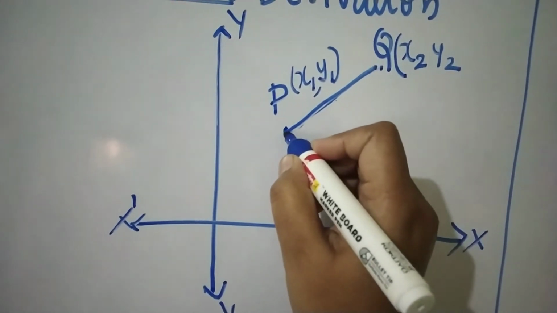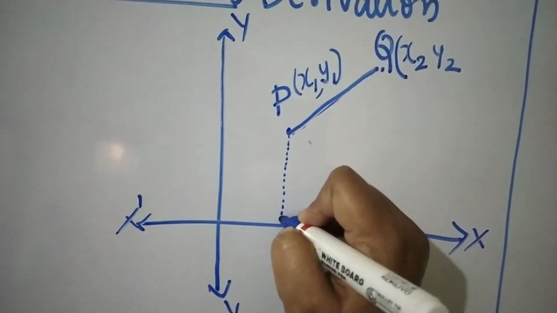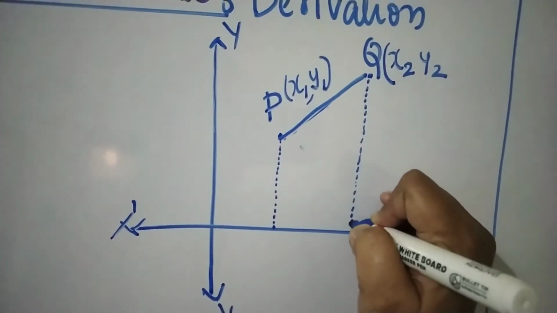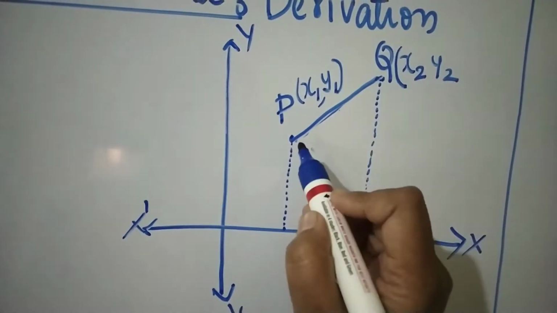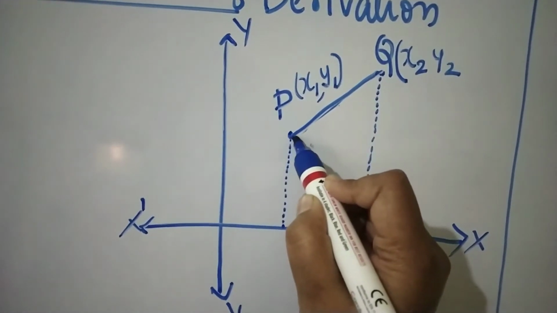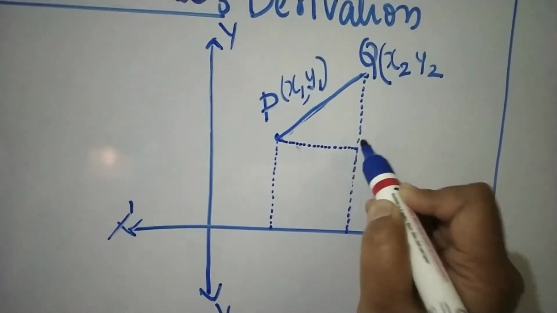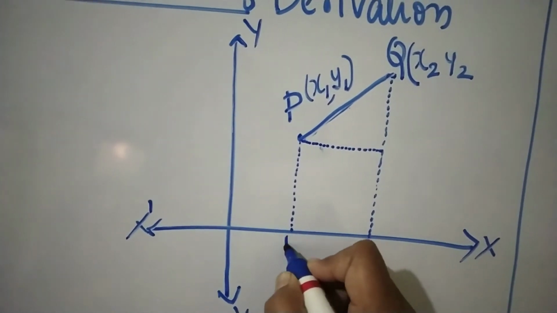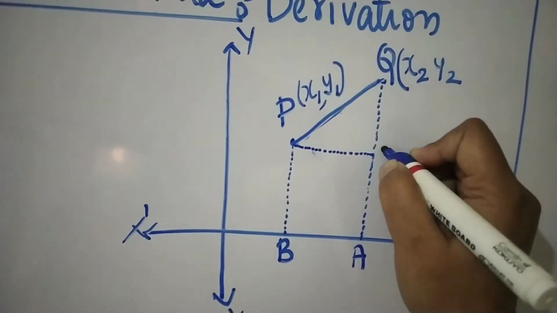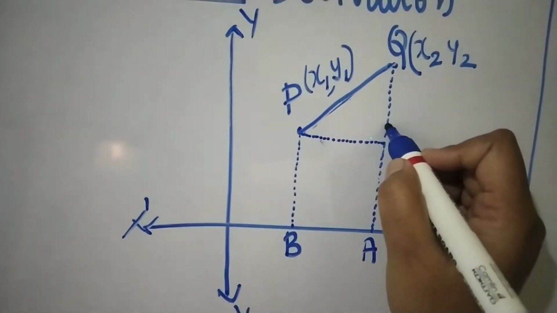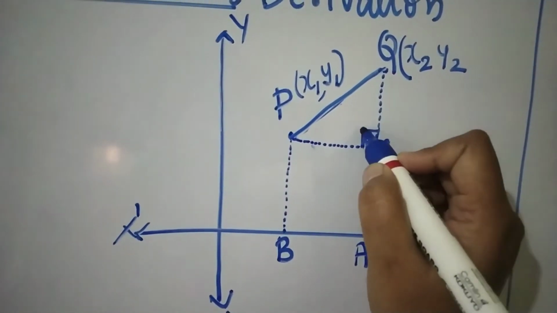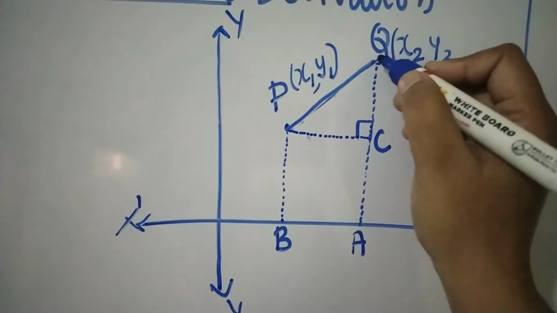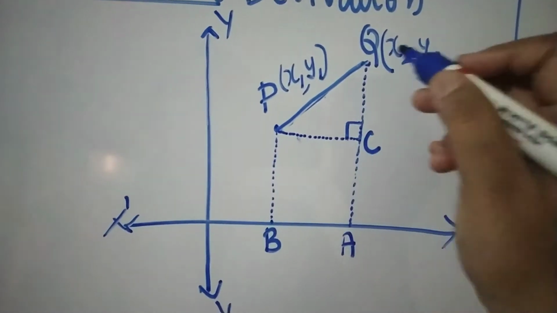Now what we have to do is a little construction. From Q we draw a perpendicular to the x-axis, and from the point P we draw a perpendicular to that line, say A, B, and this is C. Now we can see that angle C is 90 degrees since we have drawn a perpendicular. If it is 90 degrees, then the triangle QPC is a right angled triangle.